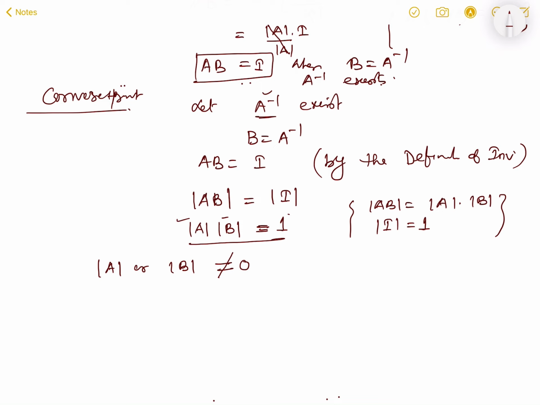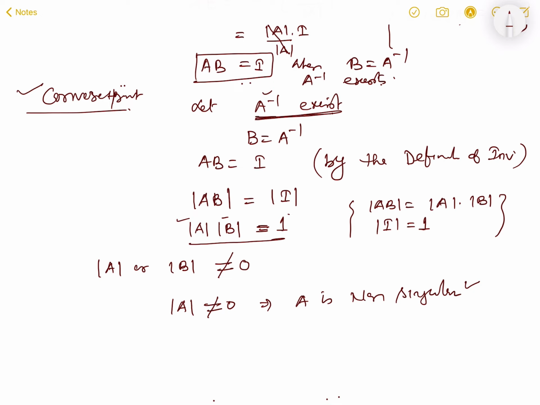Our demand is only to show that determinant A is non-zero. Yes, that is, A is non-singular. So this is the sufficient condition when we can say that A inverse exists. When A inverse exists? When A is a non-singular matrix.